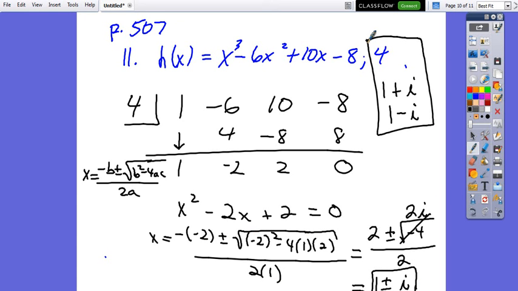Okay? So that was pretty easy. They gave us a root. When they give us one of the roots, it's super easy, right? Now they're going to give us an imaginary root. It's a little different when they give you an imaginary root. Okay? Let's do it.